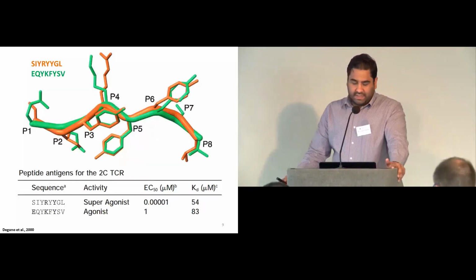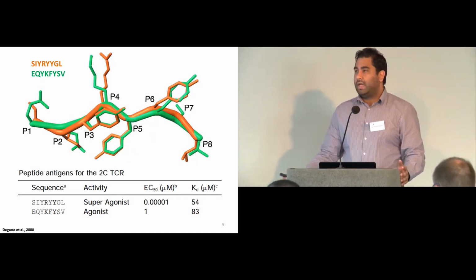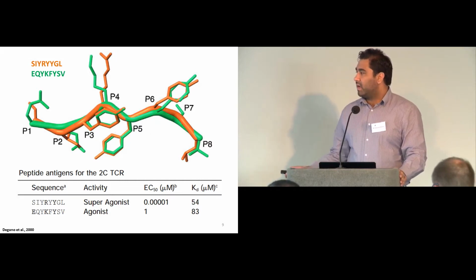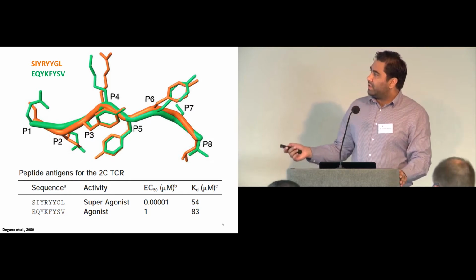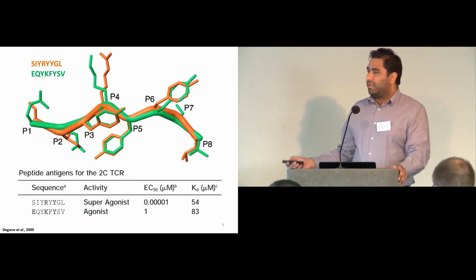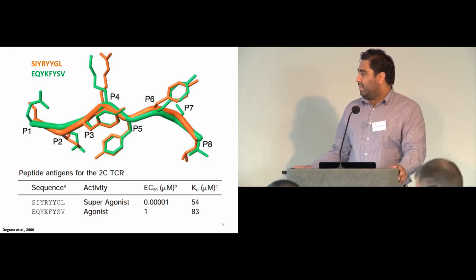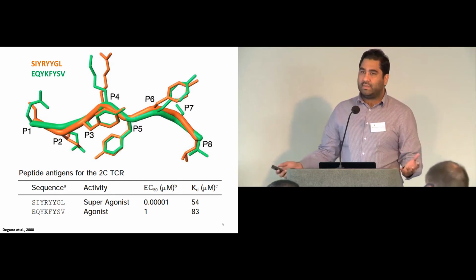So here we have two peptide epitopes. They're both agonistic epitopes for the mouse model TCR 2C. And as we can see here, they're pretty structurally similar. And indeed, when complexed with MHC molecules, we find that the peptide MHC complex has a pretty similar affinity to the 2C TCR, certainly in the same order of magnitude.